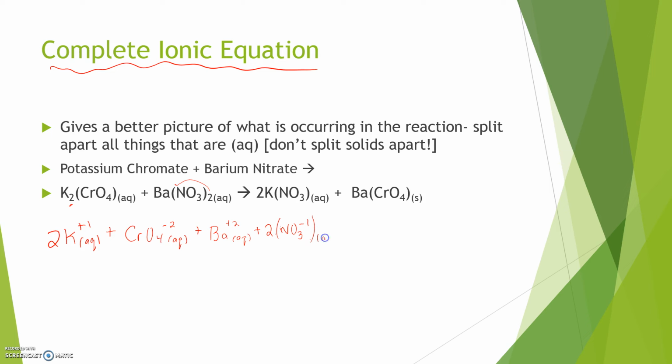And then this is also aqueous. It's going to yield, I'm going to split this apart, so I have 2KNO3. So I have 2K plus aqueous plus 2 NO3 minus 1 aqueous. Okay. And then my solid I keep together, so plus BaCrO4 solid.